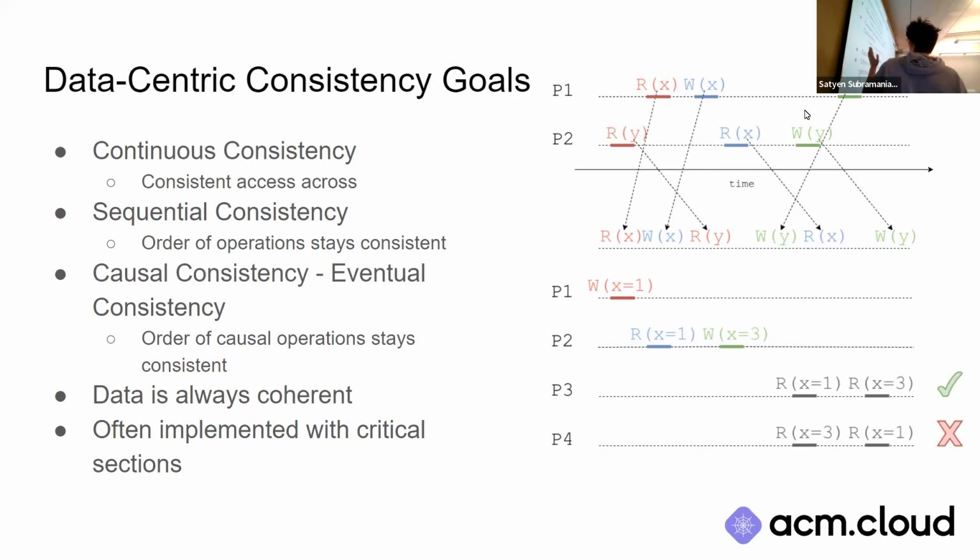Right. And then another goal is that data is always coherent, so it always adheres to the contract that we provide. And it's often implemented with critical sections. So if you take CS 33, that's the Ryman's thing, or you open MP, that's the way to do it.